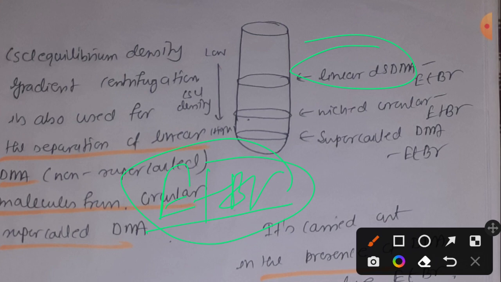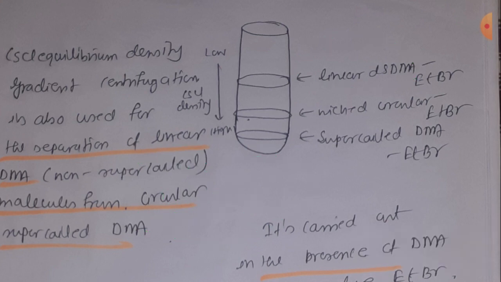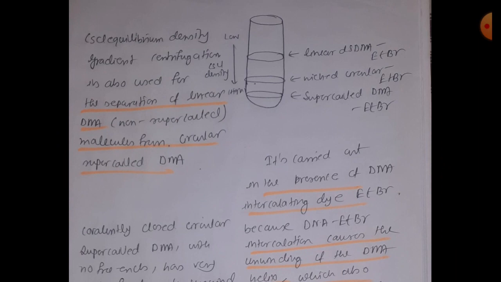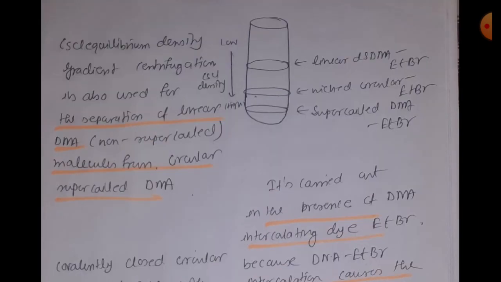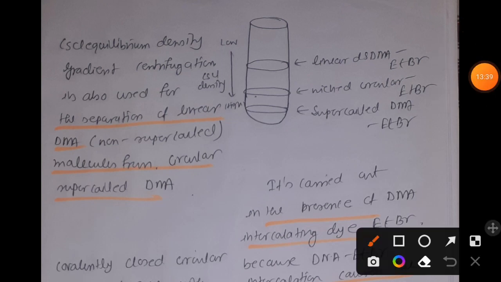Why are we using ETBr? So remember, ETBr will unwind the helix that is present, because we all know that DNA is a double helical structure. So for doing the experiment very well, it is necessary to unwind them. So for unwinding of the double helix we are using ETBr.